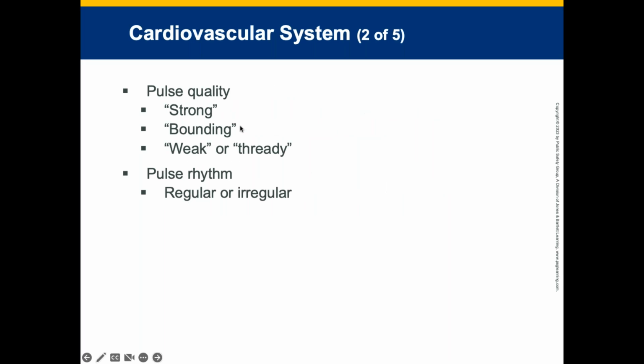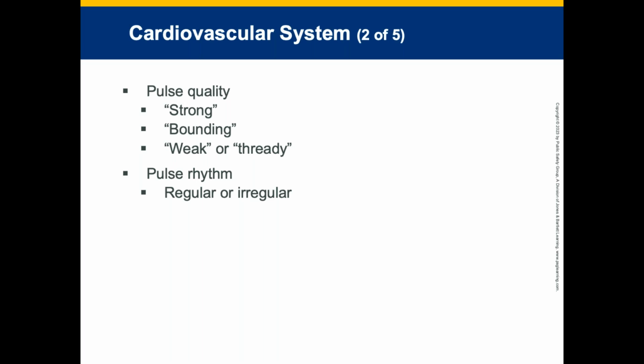As far as pulse quality goes, we have strong, which is a normal pulse. Bounding is described as a stronger than normal pulse. And then we have the ones that feel weak or thready. So the pulse rhythm really determines whether the rhythm is regular or irregular. And if it's irregular, is it regularly irregular or irregularly irregular?